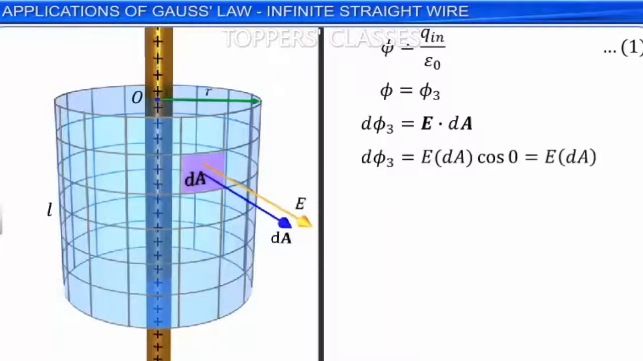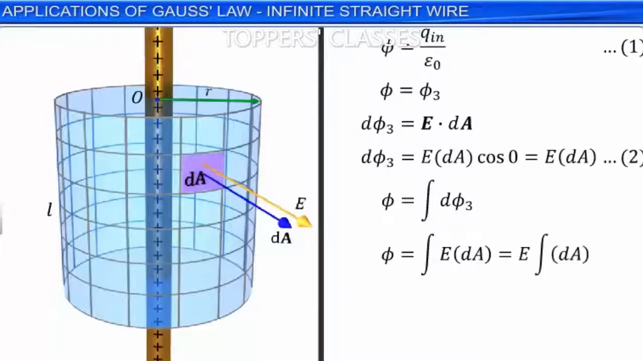To find the total electric flux phi through the Gaussian surface 3, we now integrate d phi 3. Therefore, phi is equal to integral d phi 3, and this is equal to integral EdA. Since all points on the Gaussian surface 3 are equidistant from the charged wire, the magnitude of electric field strength E for any point on the Gaussian surface is a constant. Therefore, we can write phi is equal to E into integral dA. We know that integral dA is equal to A, which is the area of the Gaussian surface considered. Therefore, phi is equal to EA.